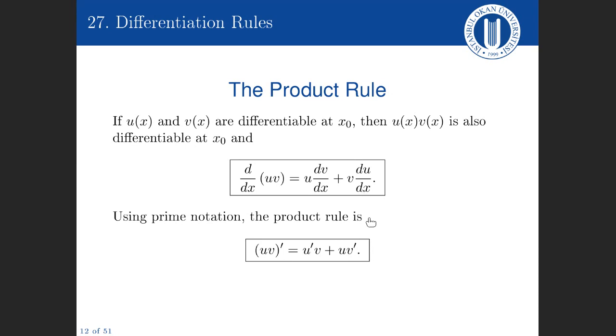This is perhaps easier to remember if we use prime notation. If we use prime notation, we could write this as the derivative of uv is u prime, that's the derivative of u, multiplied by v, plus u multiplied by v prime. And you will notice that it doesn't matter which one we do first. It doesn't matter if we differentiate u first and then v second, or if we differentiate v in the first term, u in the second. It doesn't matter, as long as we're differentiating each function once and we're doing them separately.